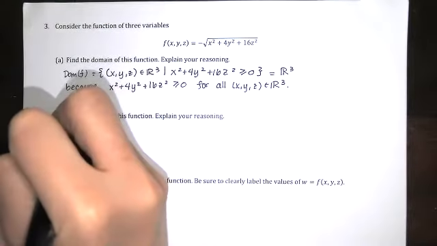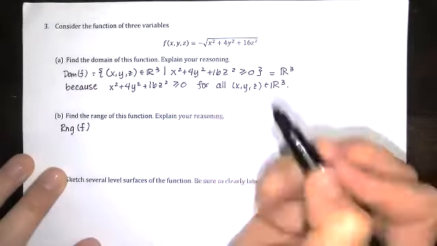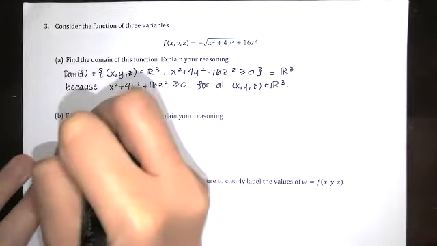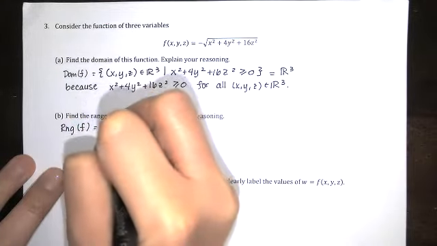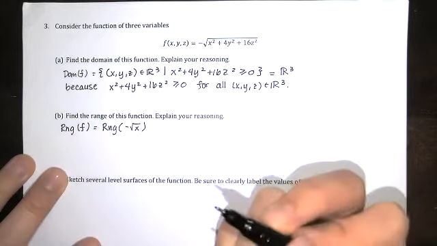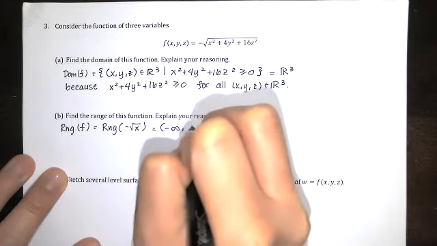So the range of F is the same as the range of the negative square root function in the reals. And the range of the negative square root function is -∞ to 0.